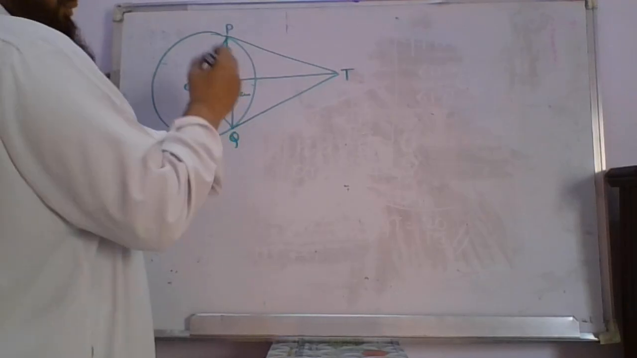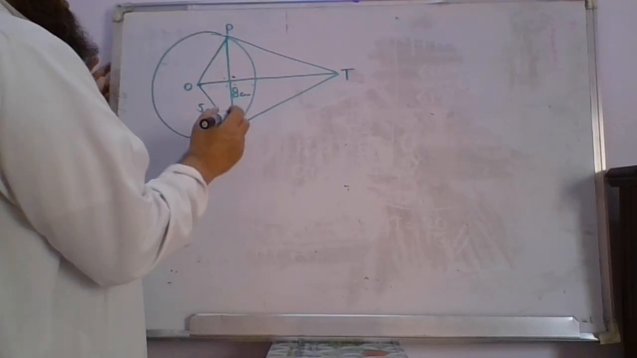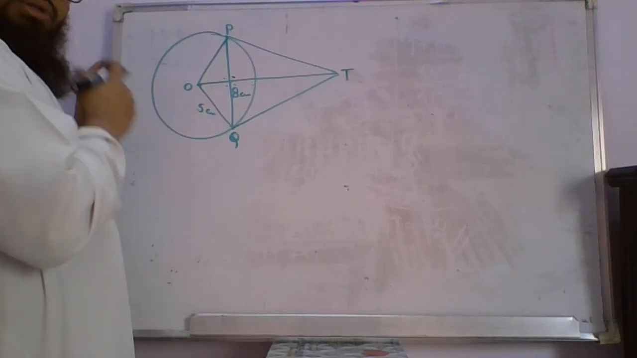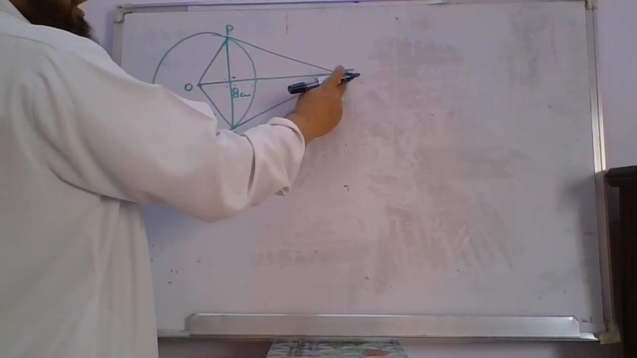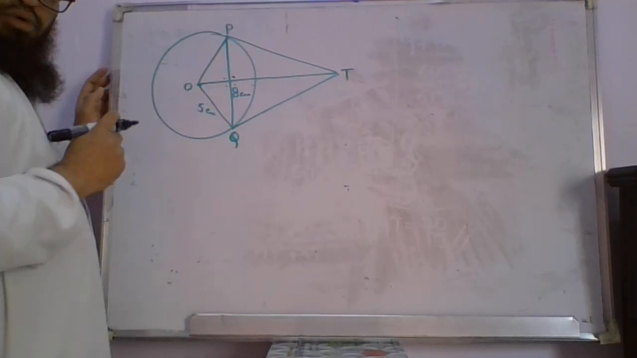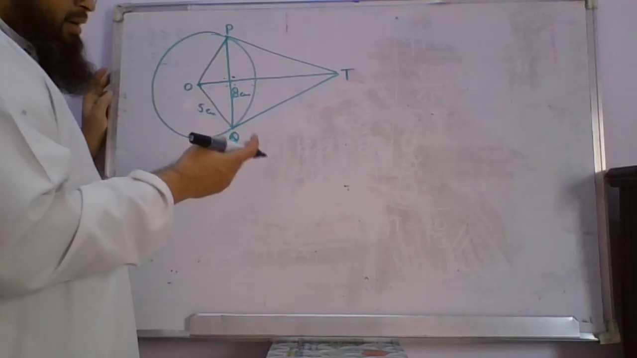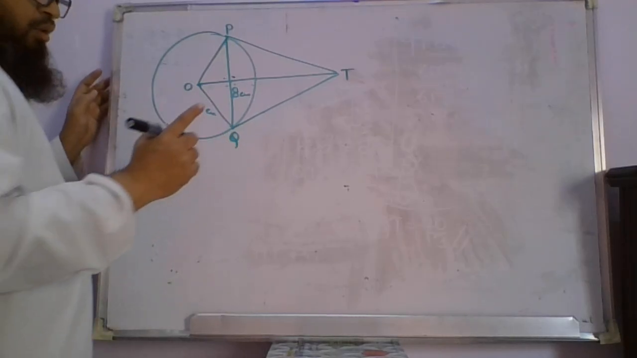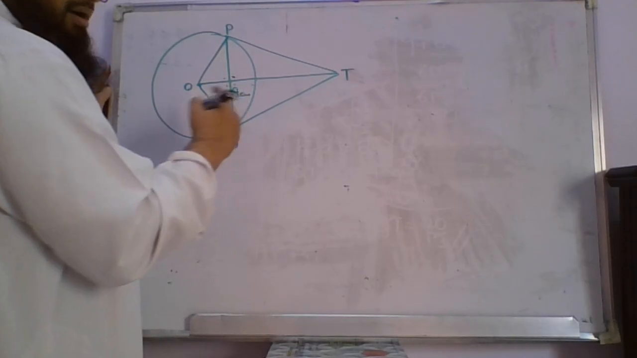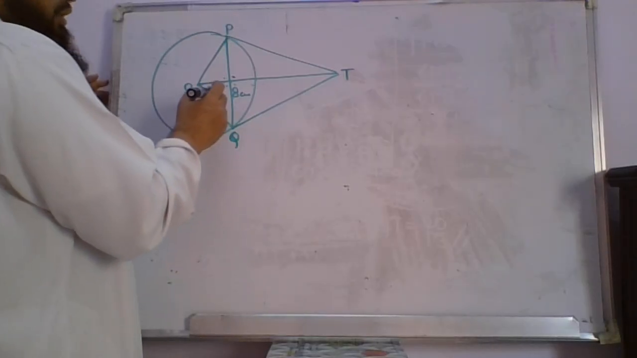By congruency. We have done it in grade 9, but otherwise you can also say that the line joining center and the chord is perpendicular to radius. If you want me to prove, I will prove. Anyways, I'll prove it. Let us go for the proof.